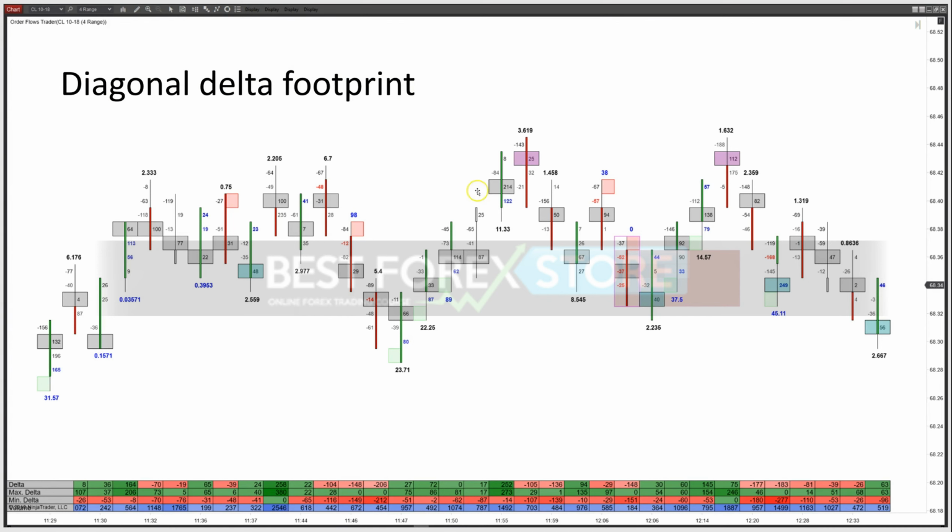You can see it here, again, negative delta on the left-hand side, positive delta on the right-hand side. And you can see here where you got some imbalances.